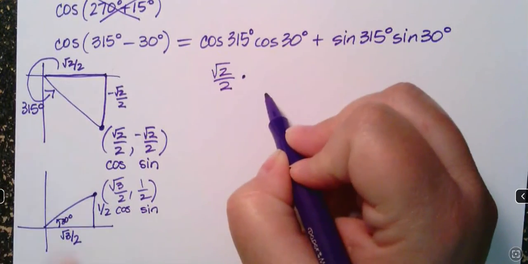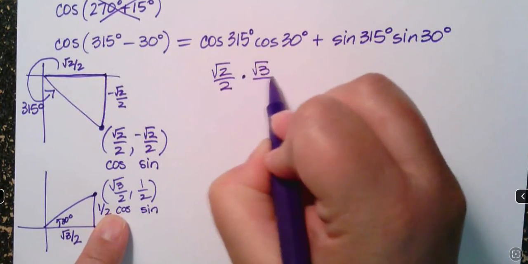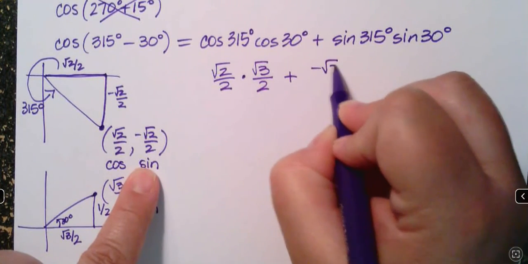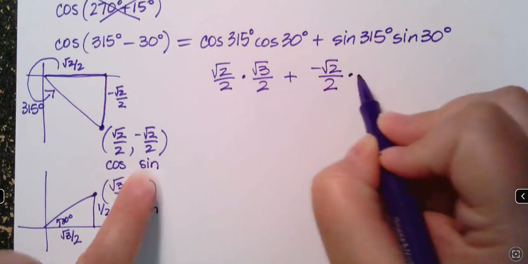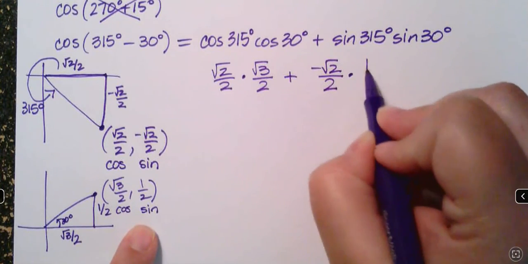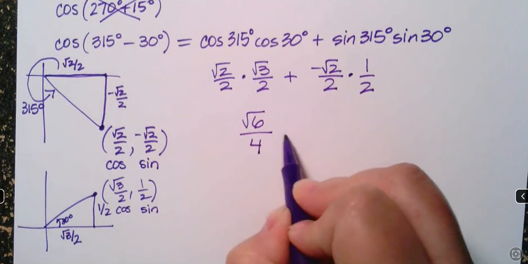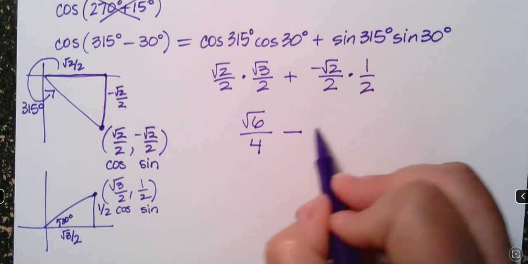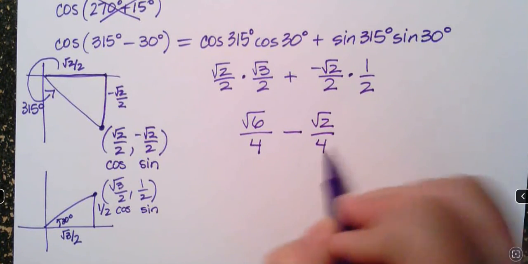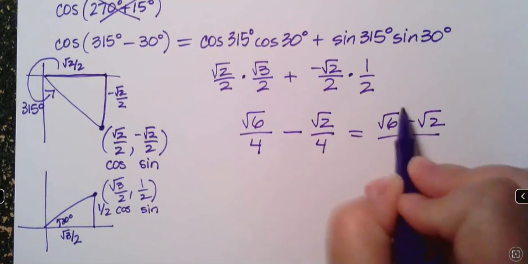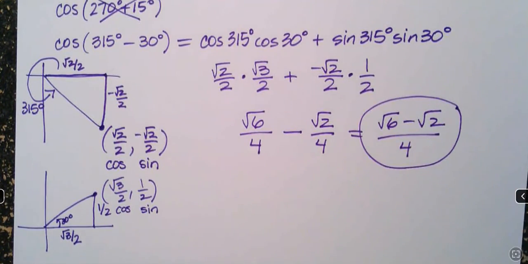Cosine of 30 is right here, plus sine of 315, that's up here. Don't forget that it's negative. And sine of 30 is right here. And we get square root of 6 over 4 minus, because this is going to make a negative, square root of 2 over 4. And again with the square root of 6 and the square root of 2, I'm telling you, it's really common to get those numbers in my answer in some way or another.